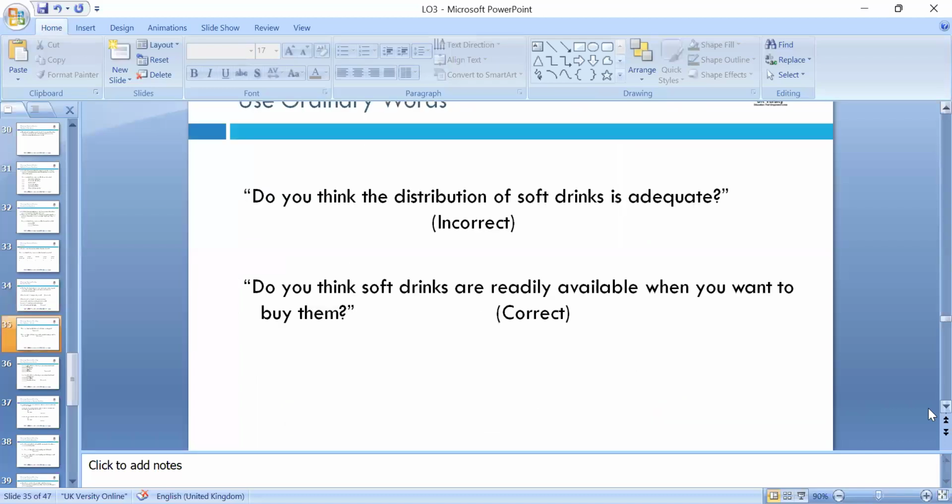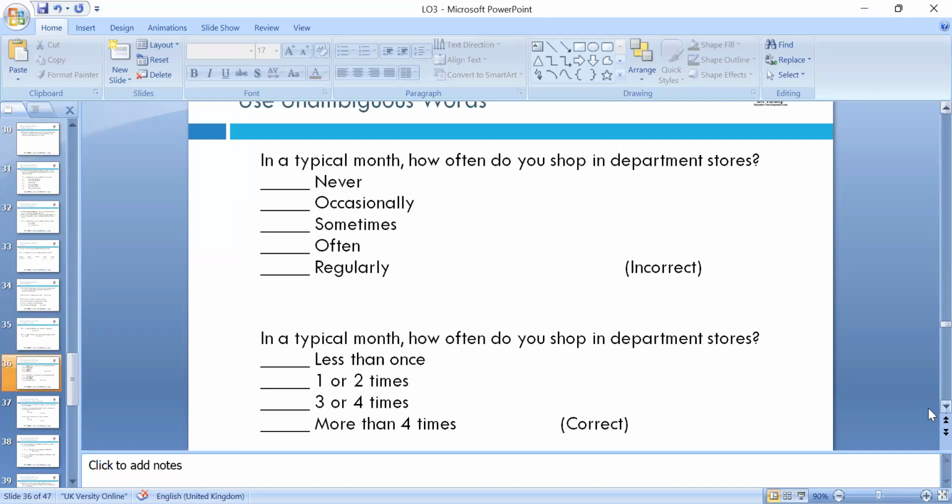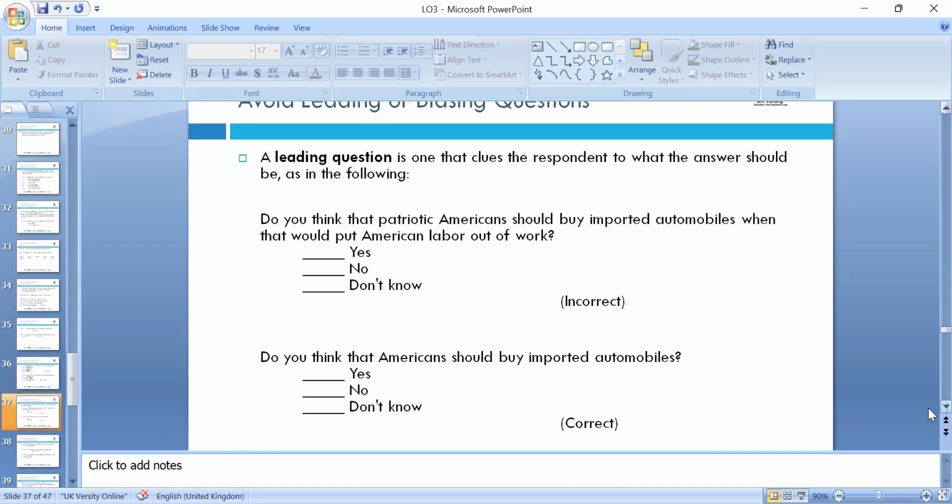Do you think distribution of the soft drink is adequate? So maybe we can say, do you think the soft drinks are readily available when you want to buy them? Yes or no. In a typical month, do you shop in the department store? Never, rarely. Maybe we can say, in a typical month, how often do you shop in a department store? So you have to look at the purpose of the data and put it that way.